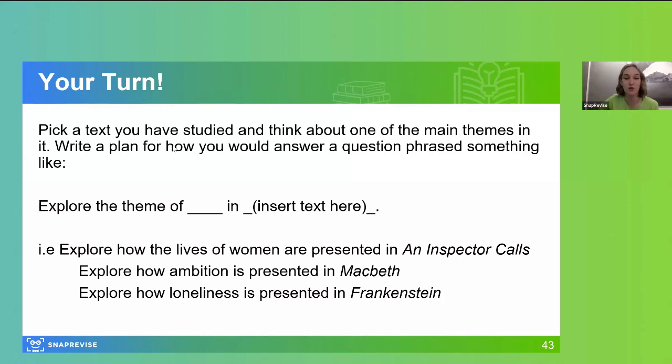I decided to go with the question about how ambition is presented in Macbeth, just because it's a text that I know very, very well. My line of argument was that I will argue that Shakespeare presents ambition as a destructive force, portraying the potentially catastrophic consequences as a warning to his audience. So I've made a very clear point: ambition is presented as a destructive force, and I've talked about the consequences and the effect on the audience, that it is a warning.